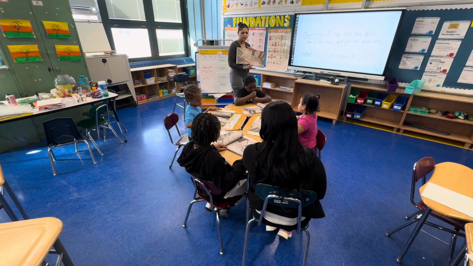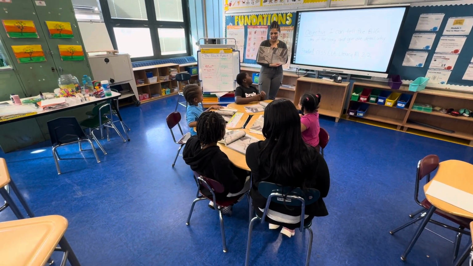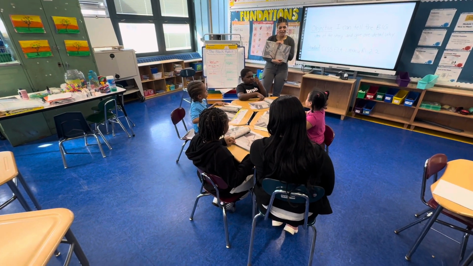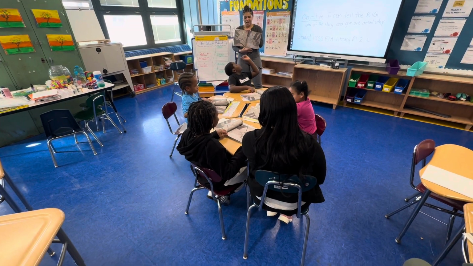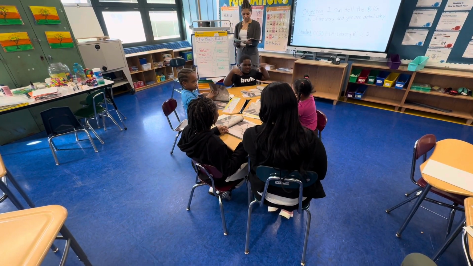Why do we think the little rabbit can't see the black rabbit anymore? Why can't he see his shadow? It's because it's dark. Good job, because it's dark in the forest, in the woods. And do we see shadows in the dark? No. Good job.